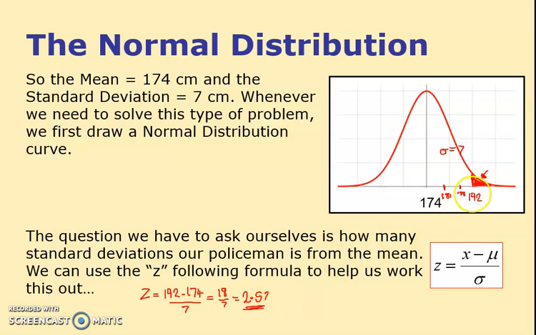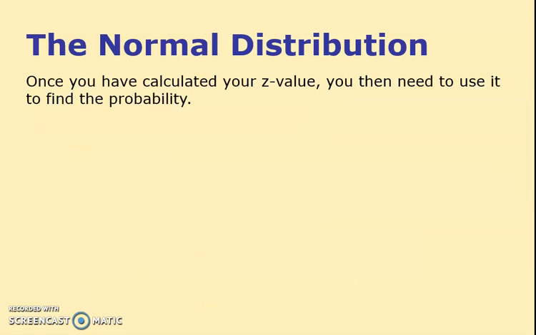Now how big is this probability? This is the probability I want to find. So we now know that z equals 2.57 in our example. And I suppose the big question is, how do we use that to find the probability?